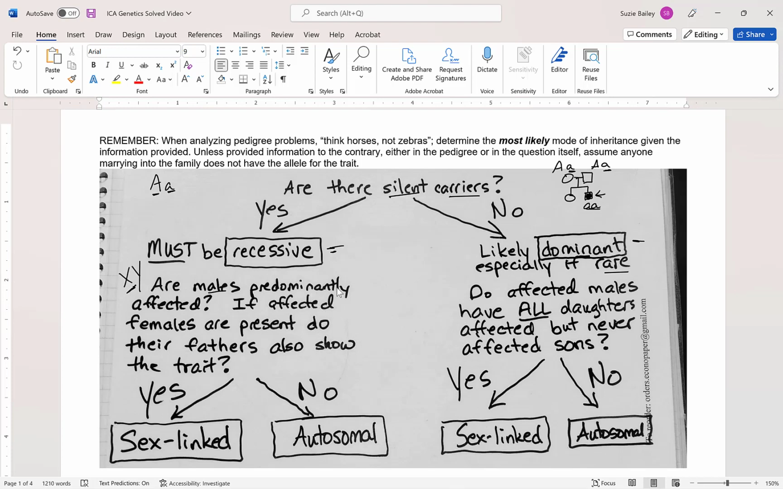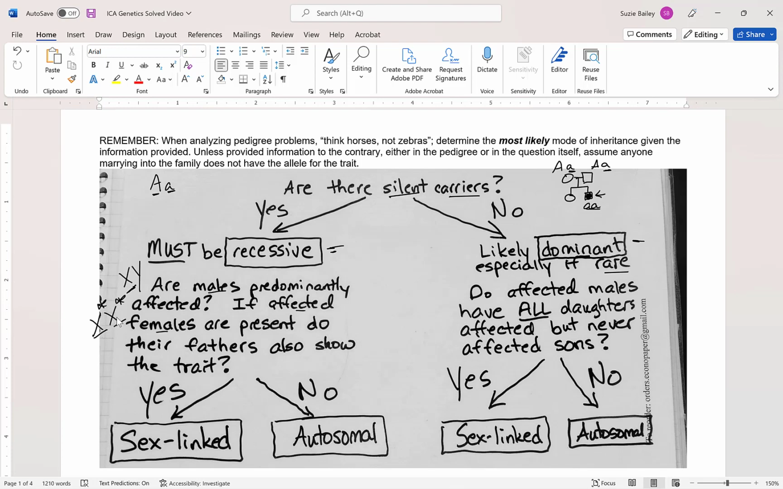And then the other thing that we see with sex-linked recessive traits is that if we do see affected females, do their fathers also show the trait? So in order for a female to be affected by an X-linked trait, she would have to have 2 copies of whatever that mutation is, right? So she would have to inherit a bad X from mom, a bad X from dad.